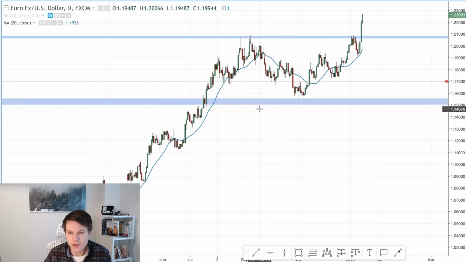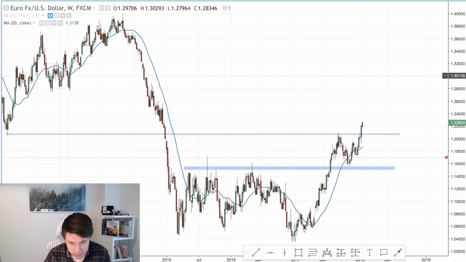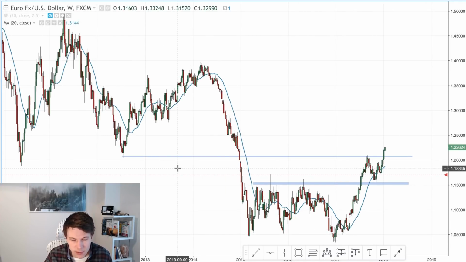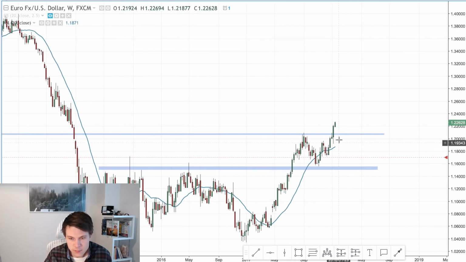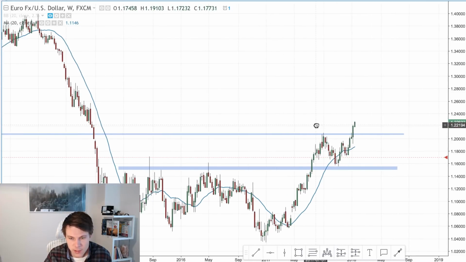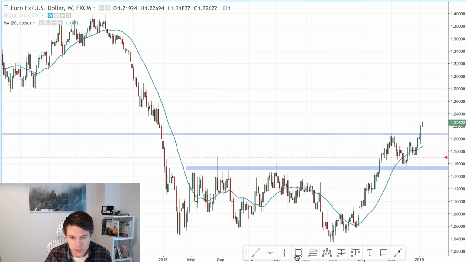We can see here the euro US dollar broke its 1.21 level. Let's go to the weekly chart, and we can see where we are in the big picture. The 1.21 was previous resistance, and before that a previous support. Interesting, we broke above that. Now early on Monday, Europe is just getting started, and we have a bank holiday in the US.